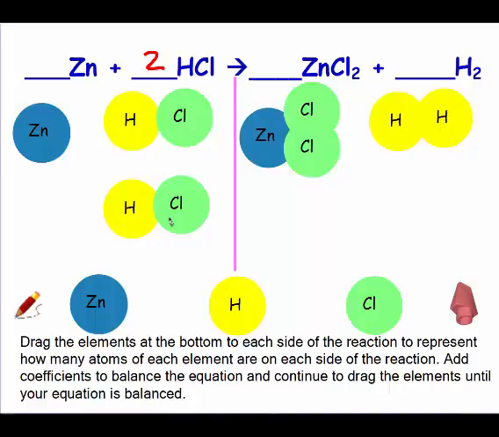So looking at my equation, I have equal atoms on both sides. Sometimes when fixing one element, you mess up another element. You have to keep going, kind of like a puzzle, until you have equal atoms on both sides.